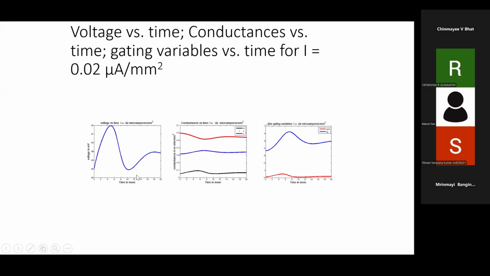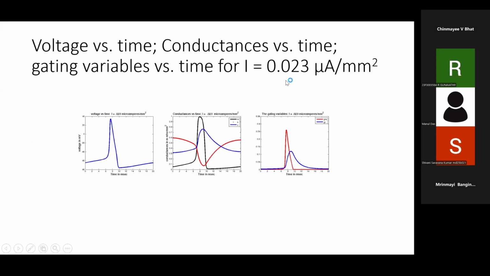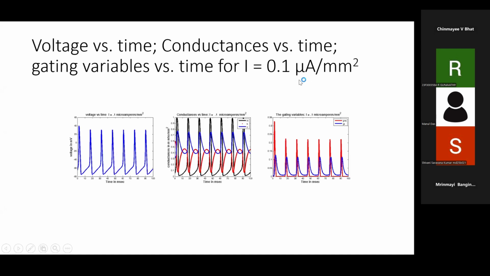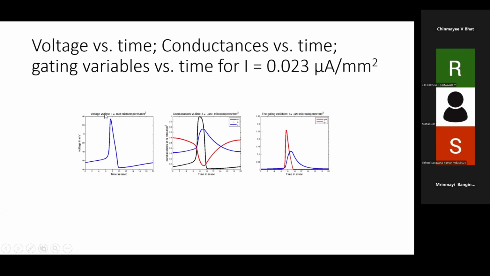Only when the input current crosses a certain value, let's say 0.02 to 0.023, at the third decimal you have changed, then suddenly the AP is created. But right now only one AP is created, and after that it becomes silent. So there's no continuous firing. So you increase the current amplitude further. You go up to 0.1. Then suddenly you see continuous APs firing. So only now you can define something called a firing rate. Here there's no firing rate, there's only a single action potential.